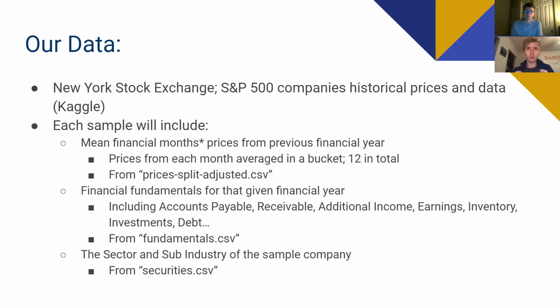Our data is historical stock ticker prices from the S&P 500. Each sample is a year-long estimate of the price for that company, so it includes 12 financial months, each month including the mean price for that month. It also includes, from the end of the fiscal year, the financials, such as earnings, income, receivables, payables, and debt. We also look at things like the industry, sub-industry, and company type, and that's what we train our model on.